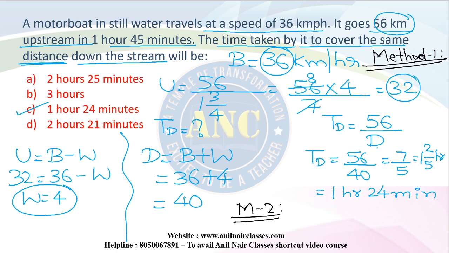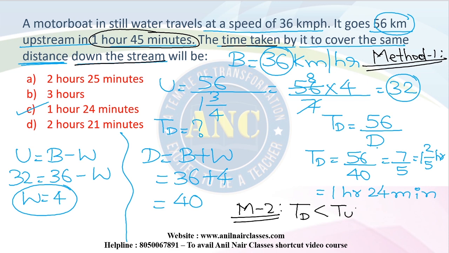See here, what is it that they are asking? Time taken to cover the same distance downstream. Downstream time they are asking, and you know that in a very, very simple way. You know that upstream time is given in the question as 1 hour 45 minutes. The upstream time is already given, and we also know that upstream time will always be greater than the downstream time. Agreed, right?